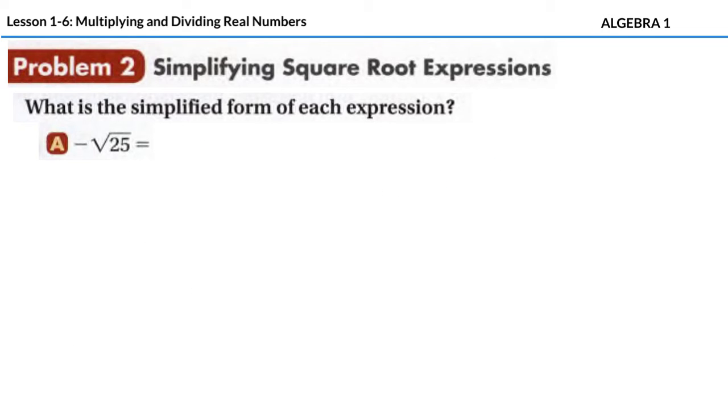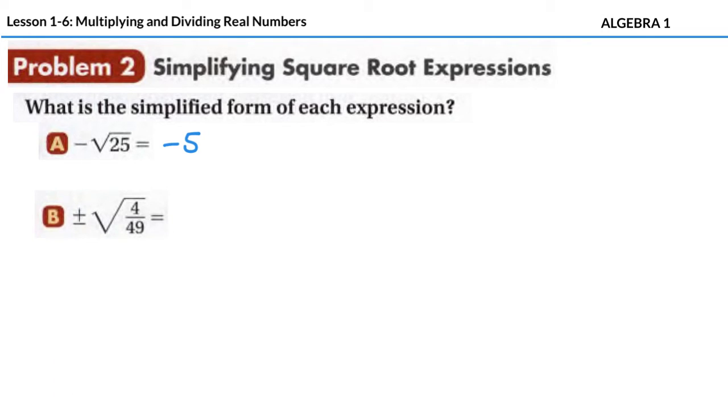Let's try this. Simplify square root expressions. What is the simplified form of each expression? Negative square root 25. So over here we are finding the negative square root. Now square root 25, we know it's 5. So the answer of this is going to be negative 5. Let's try another one.